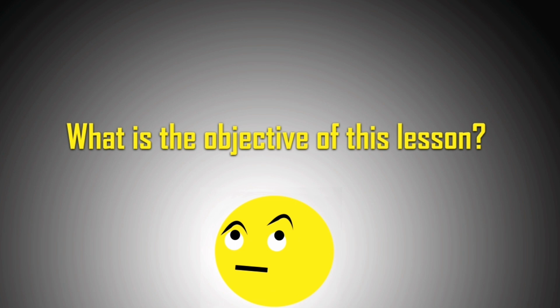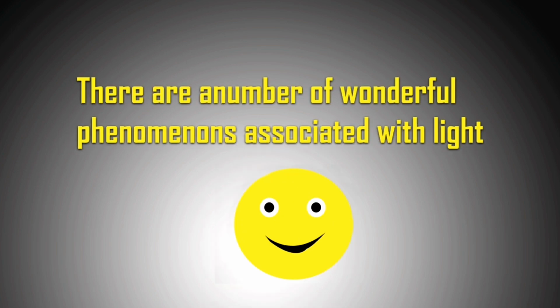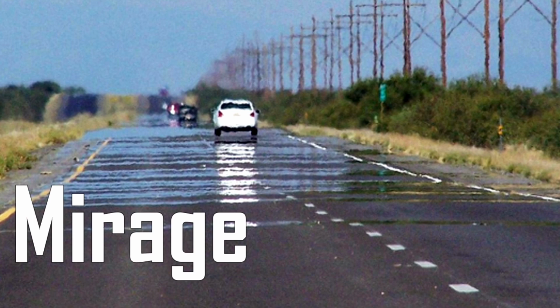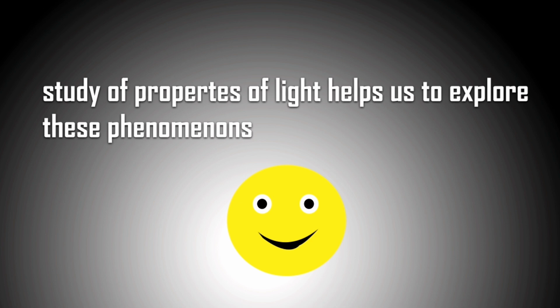Now, let us see what is the objective of this lesson. There are a number of wonderful phenomena associated with light, like image formation in a mirror, twinkling of stars, mirage, looming of a ship, and beautiful colors of rainbow. Study of properties of light helps us to explore these phenomena. In this chapter, we aim to deal with a few of them.